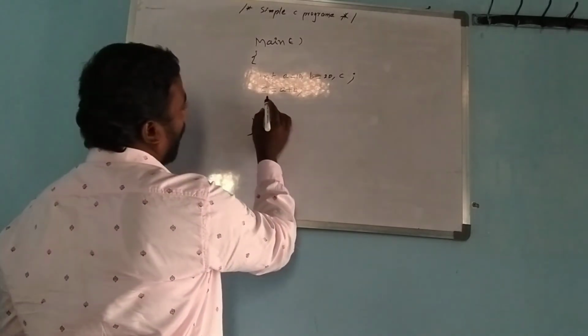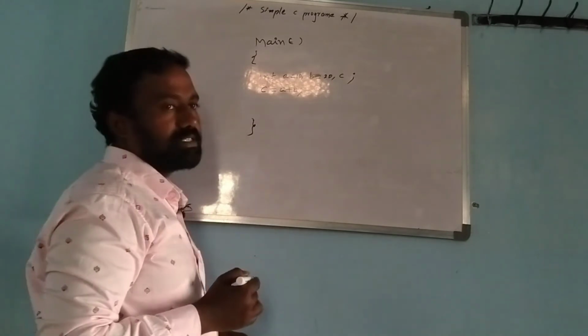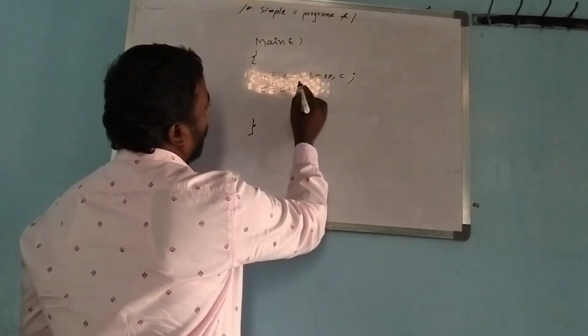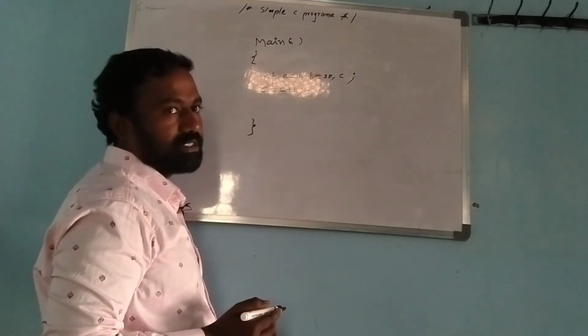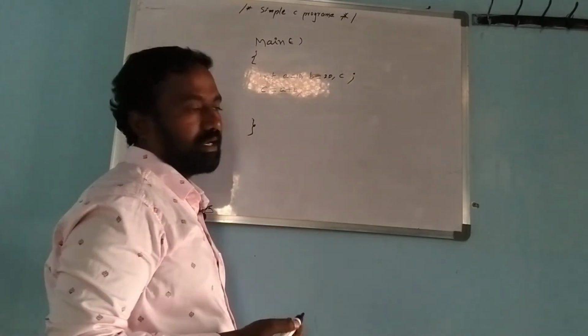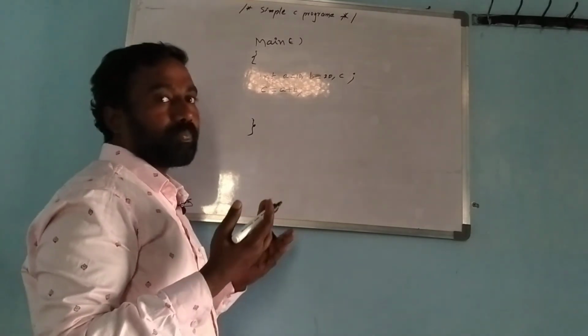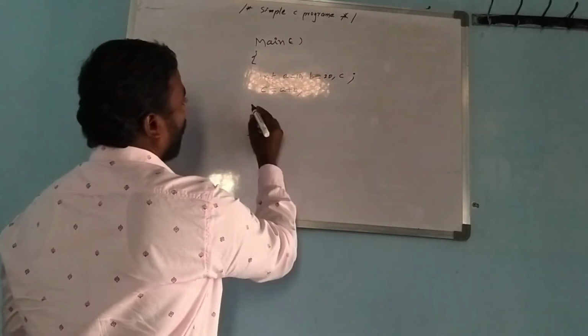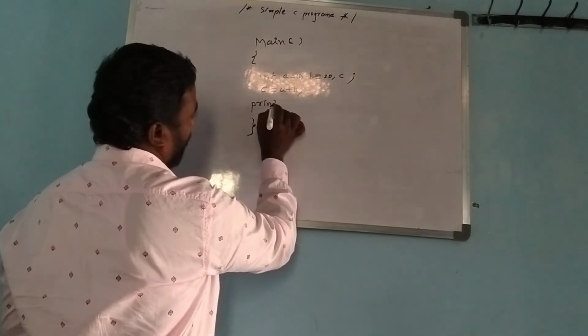I would like to print this c value. How much is it? a equal to 10, b equal to 20, so the c value is automatically 30. I want to print this result on the screen, that means on the monitor. How is it printed? By using the printf statement.